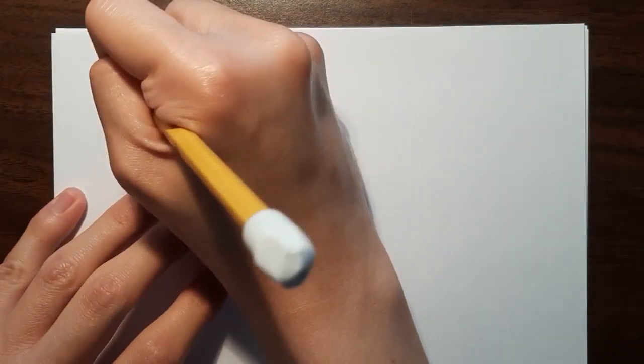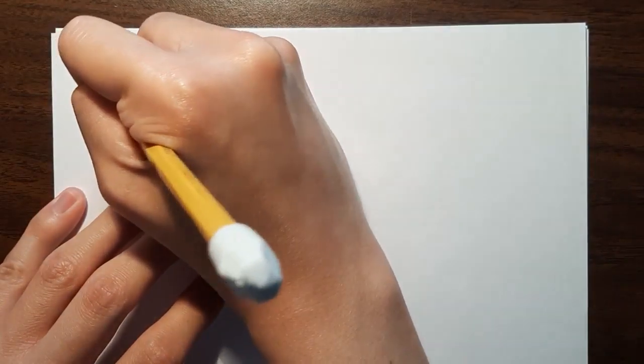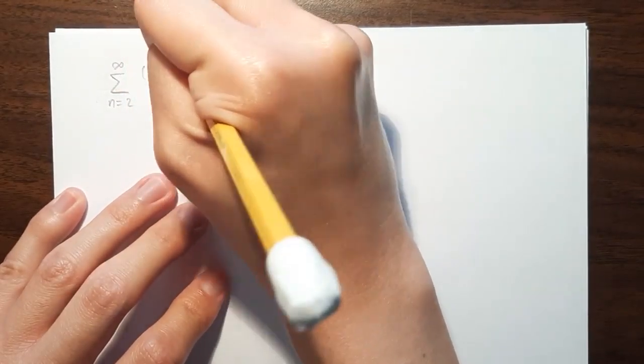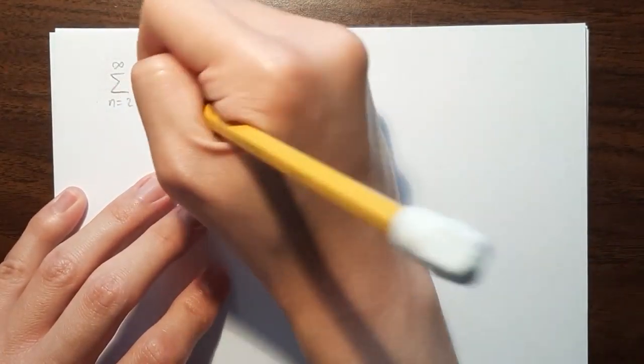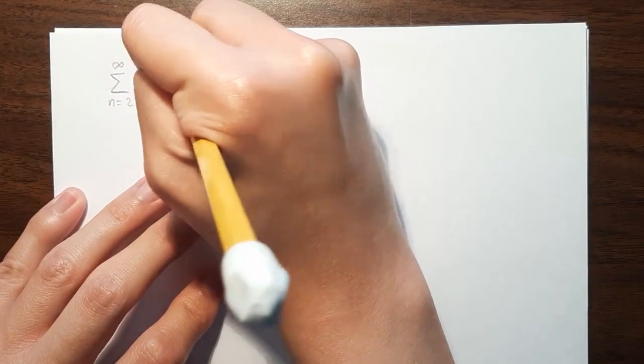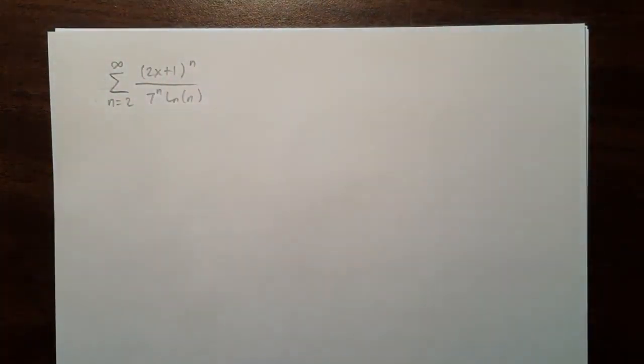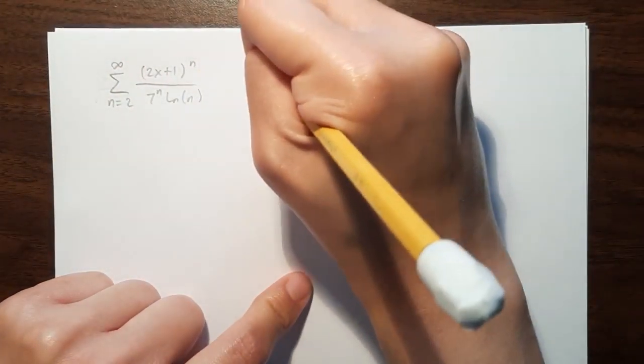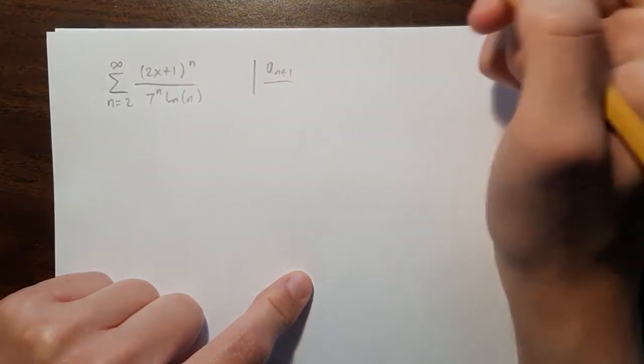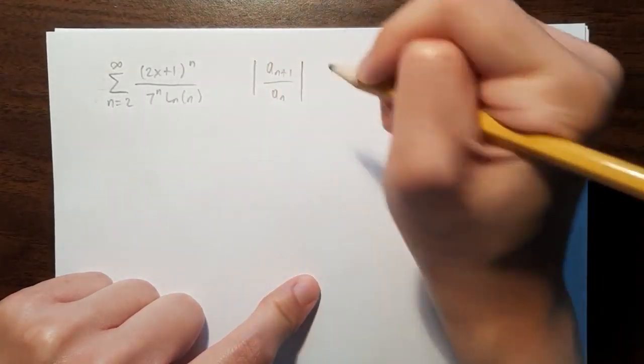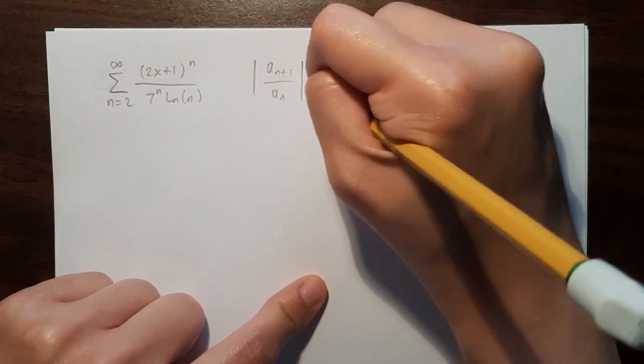Okay, so I have just one more example for you guys. That is the sum from n equals 2 to infinity of (2x plus 1) to the n divided by 7 to the n times ln of n. All right, so usual drill. This is the ratio of a sub n plus 1 over a sub n in absolute value.